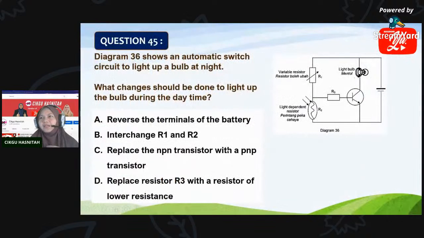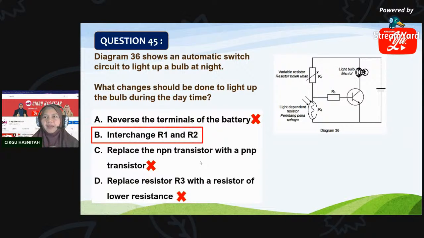So which one is the answer? A, reverse the terminal of the battery. It doesn't help at all. C, replace the NPN with the PNP transistor, that will not help. Or D, replace resistor R3 with a resistor of lower resistance. So the answer is B, interchange the position of R1 and R2, so it will operate at the daytime.